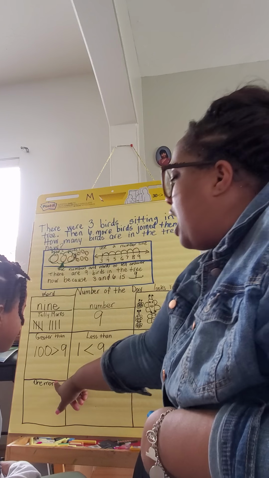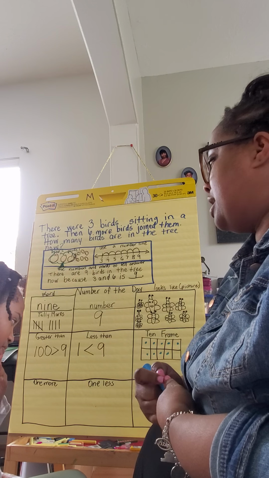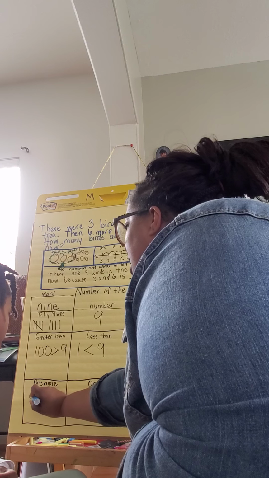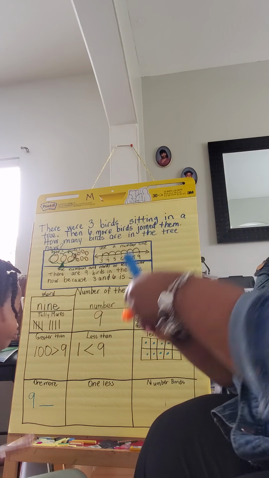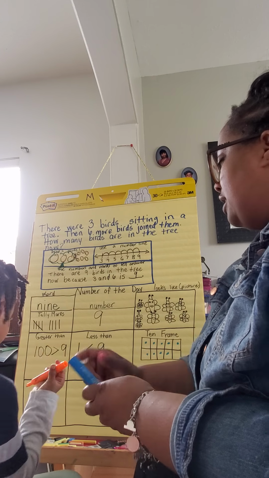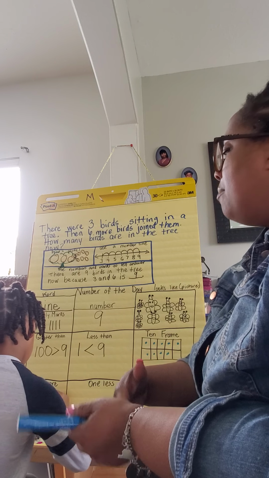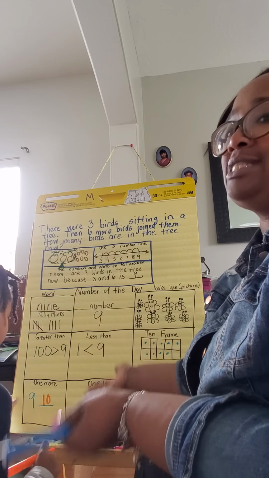So then we have our number of the day for 1 more. What's 1 more than 9? So we have 9. What's 1 more? 10. Thank you. Write 10 on that line. So that's the number that comes after it. So 9 plus 1 more is 10. So 9 plus 1 is 10.